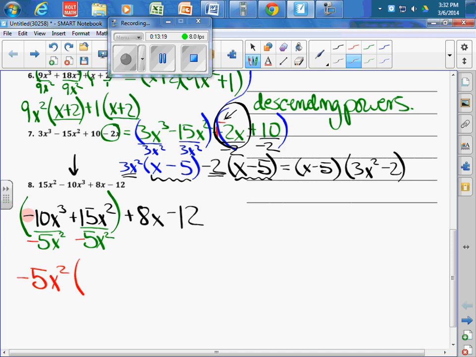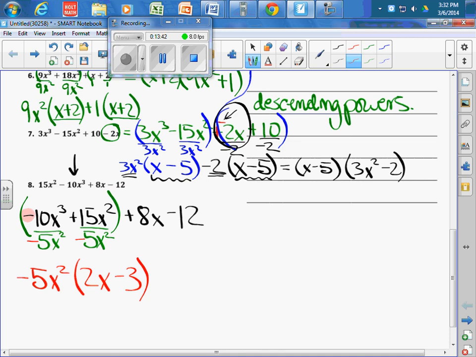Now, just divide. What's negative 10x to the third divided by negative 5x squared? Well, negative 10 divided by negative 5 is positive 2. X to the third over x squared is x. What's 15 divided by negative 5? It's negative 3. What happens with the x squareds? They cancel.